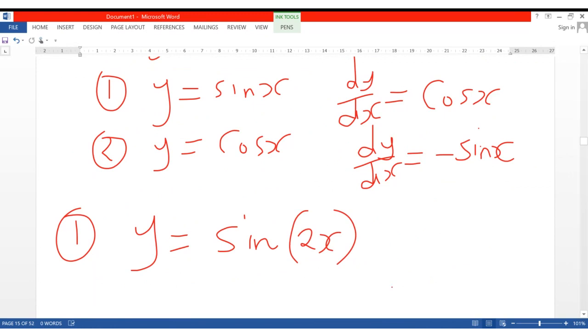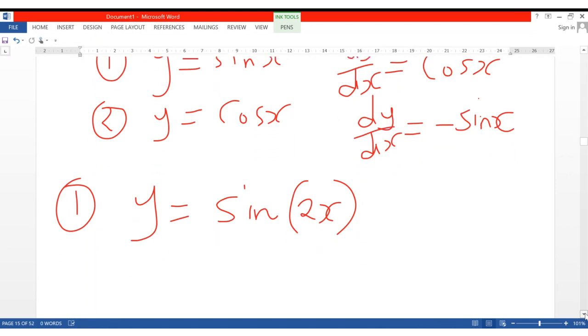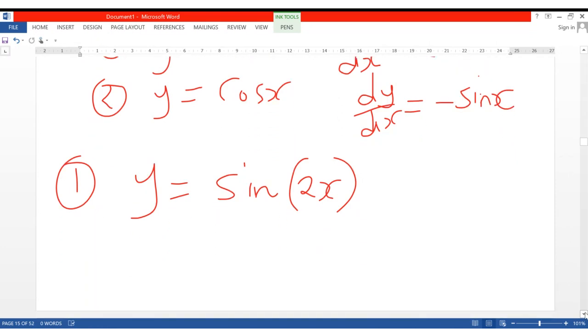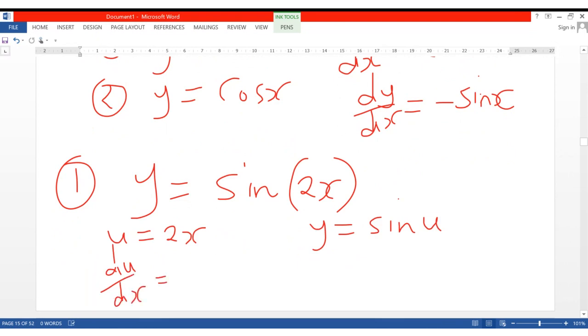So whatever that is in brackets, I'll call it my u. Basically, it is the function inside. So u will be given by 2x. So y will be given by sine u. So what is here du dx? The power will come down. That is 2 times 1 is still 2. Then we shall end up with x raised to power 0, which is the same as 1. So we shall end up with just 2.